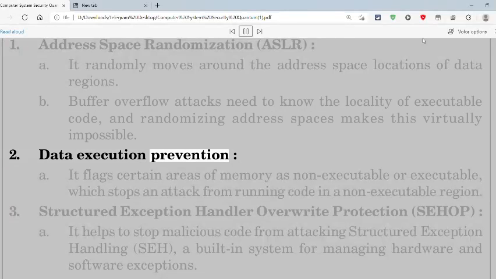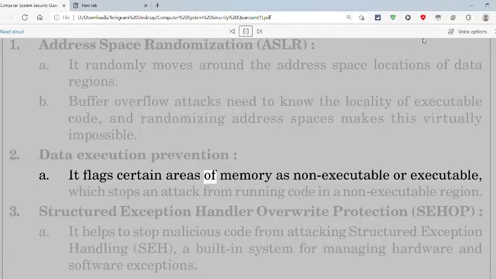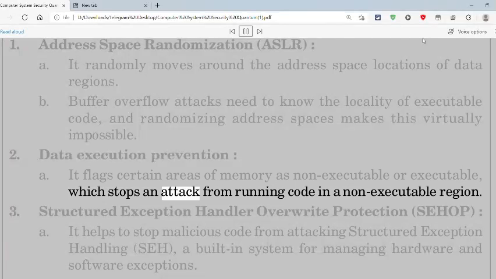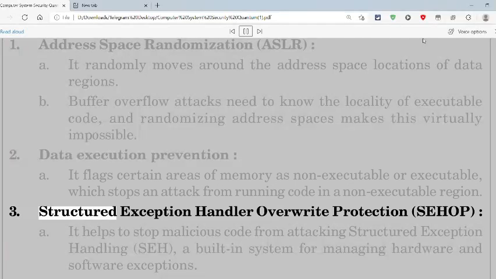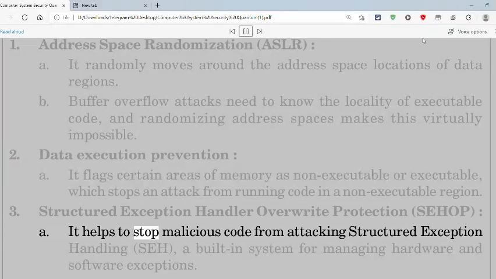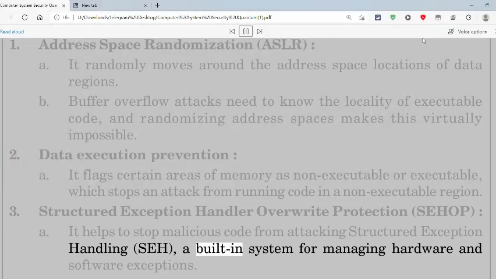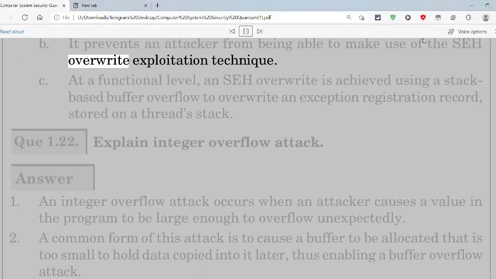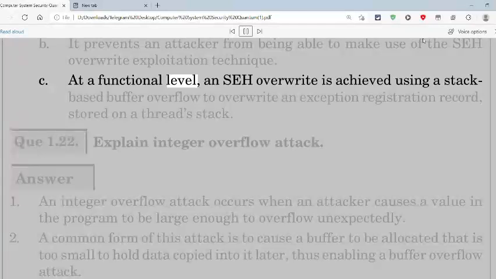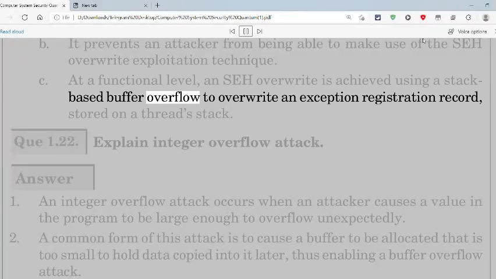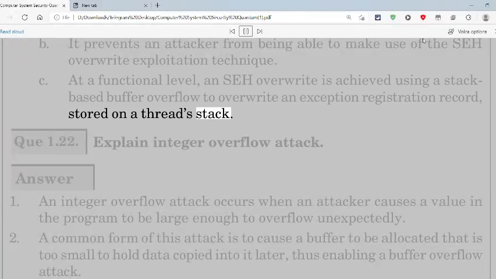2. Data execution prevention. A. It flags certain areas of memory as non-executable or executable, which stops an attack from running code in a non-executable region. 3. Structured exception handler overwrite protection, SEHOP. A. It helps to stop malicious code from attacking structured exception handling, SEH, a built-in system for managing hardware and software exceptions. B. It prevents an attacker from being able to make use of the SEH overwrite exploitation technique. C. At a functional level, an SEH overwrite is achieved using a stack-based buffer overflow to overwrite an exception registration record stored on the thread stack.